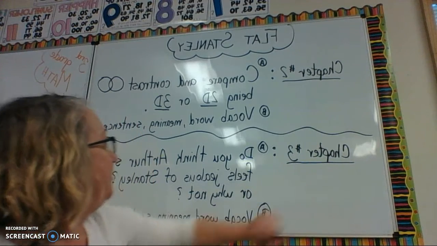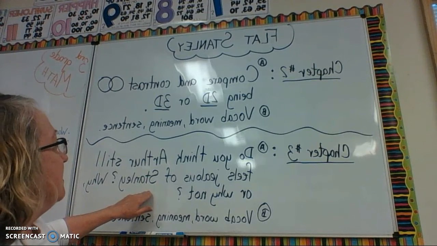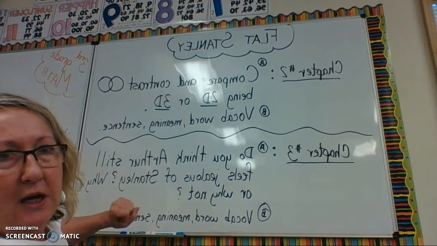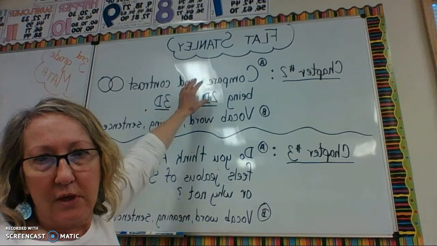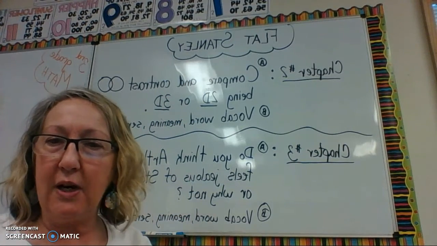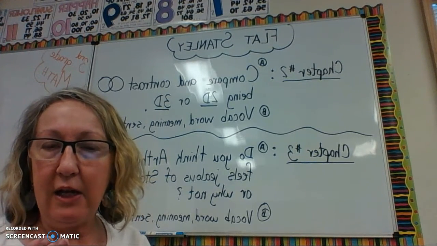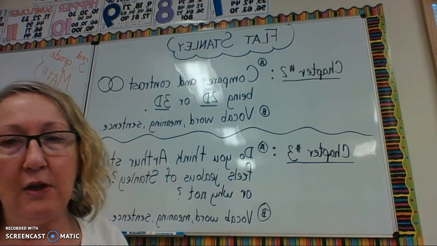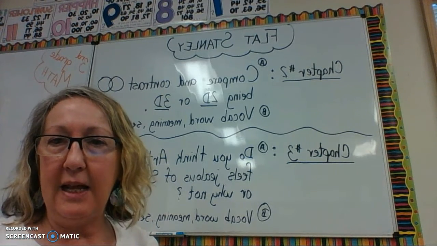For chapter 3, I'm asking you, do you think Arthur still feels jealous of Stanley? Why or why not? So this is a compare and contrast reading strategy for comprehension. This is an inference. So the book does not tell you straight up what the answer is. You have to use what you've read, you have to think about it, and you have to infer what might be happening. And then you have to support your answer. And you have to do your vocabulary word, meaning, and sentence.